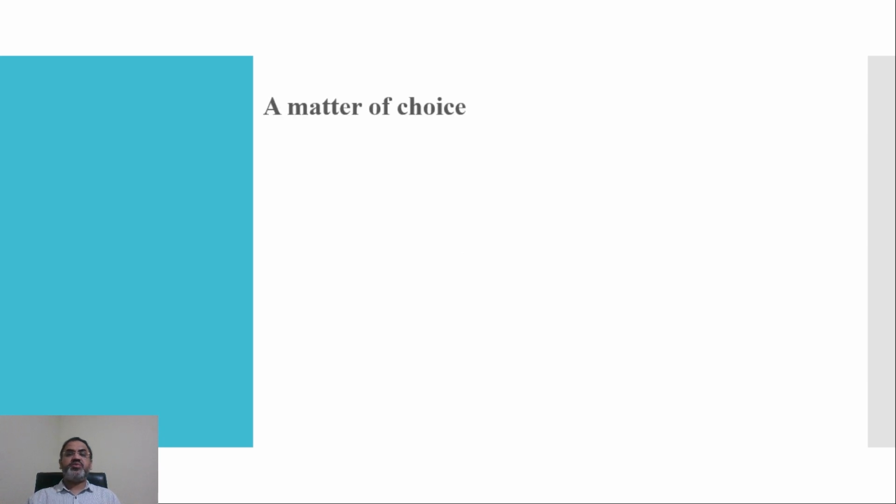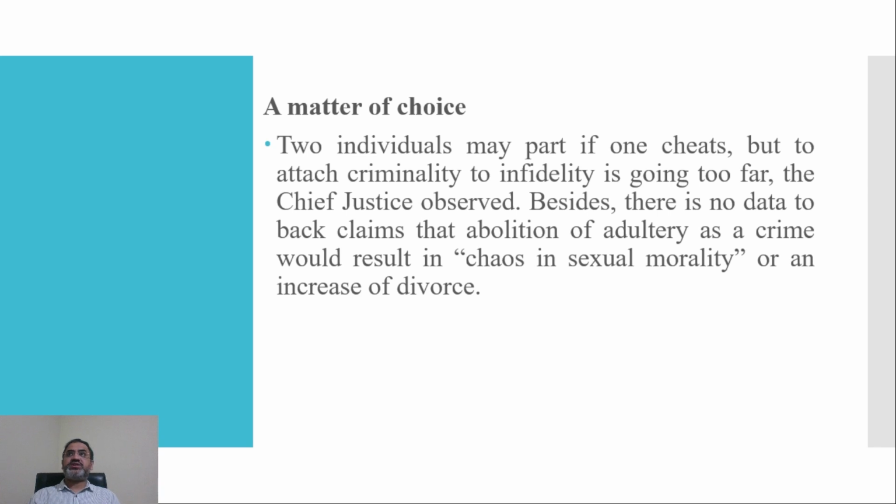Okay. Now moving ahead. Like was the case in Navtej Singh Johar, the Supreme Court in this case also said that sexual relationship is a matter of choice. Two individuals who are in a marriage may part if one cheats, but to attach criminality to infidelity is going too far. Means the court is saying that the act of adultery should not be an offense.